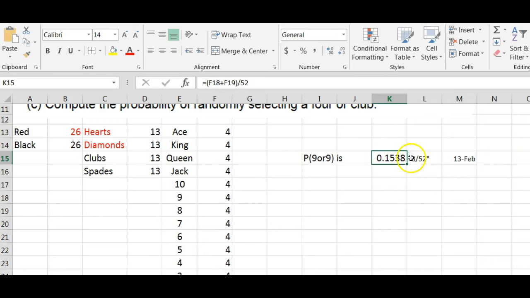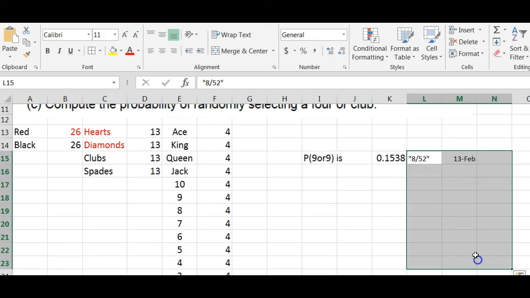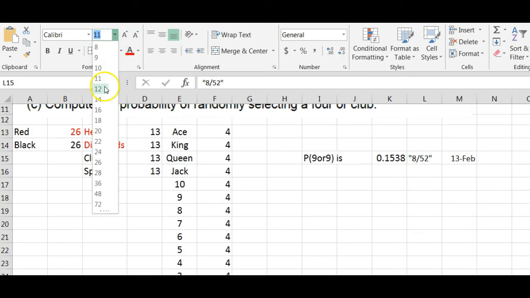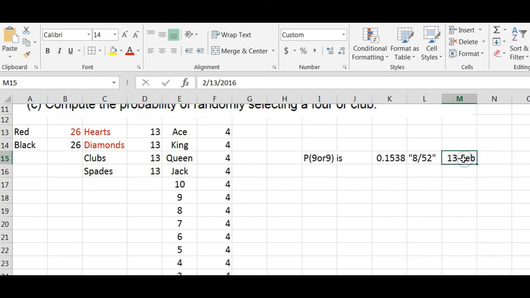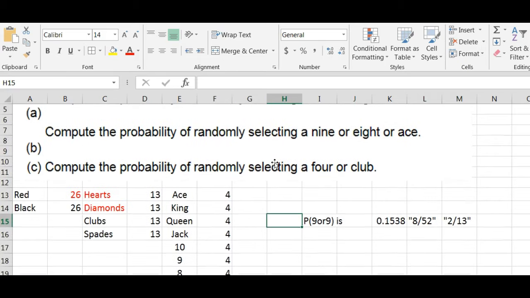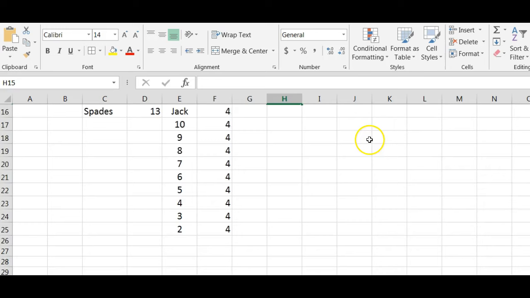Let me put it in quotations here, 2/13. I do that so Excel doesn't read it as a date. All right, what's the second question? An 8, a 9, or an ace? All right.